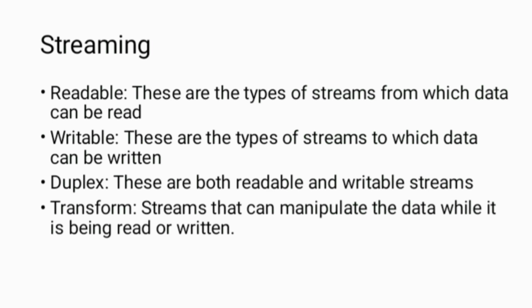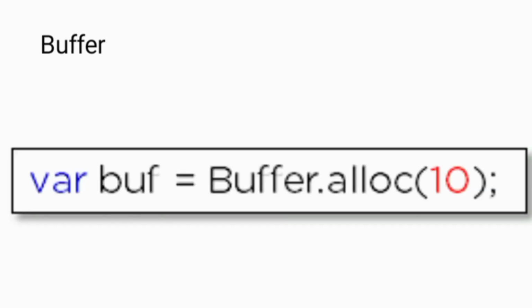Next, we have transform streams. These are streams that can manipulate the data while it is being read or written. Next part is buffer. Buffer is a module that allows the handling of streams that contain only binary data. An empty buffer of length 10 can be created by the statement var buff = Buffer.alloc(10).